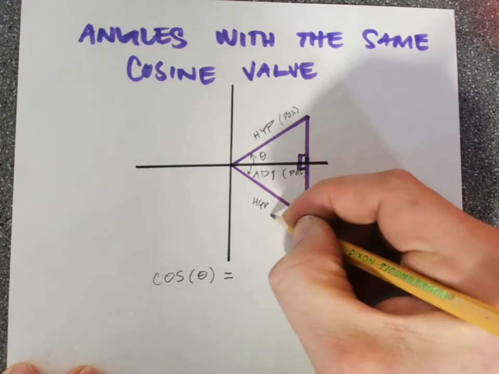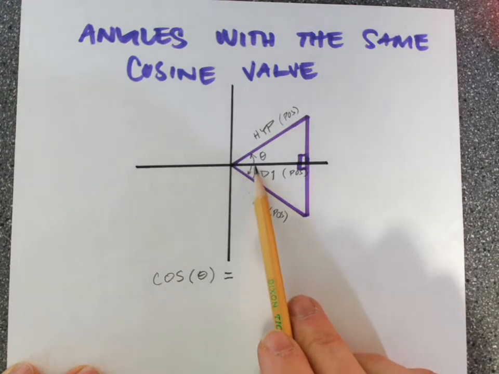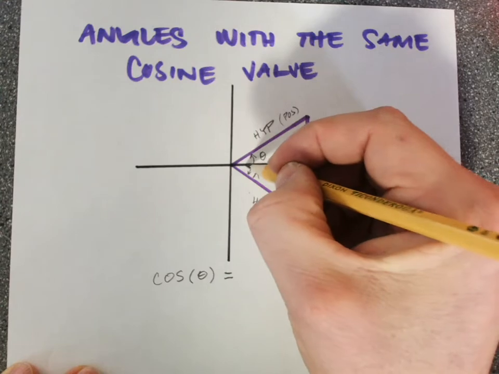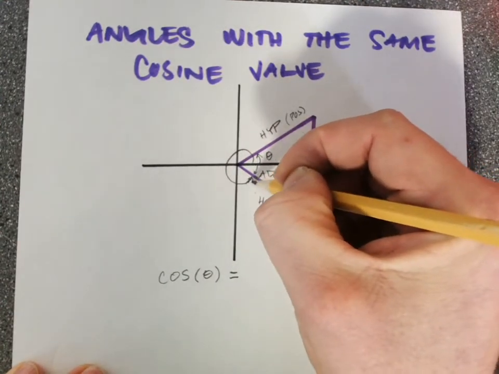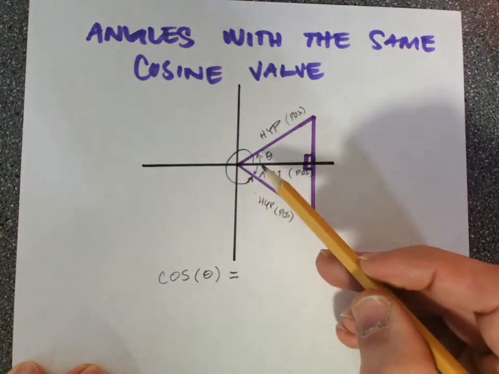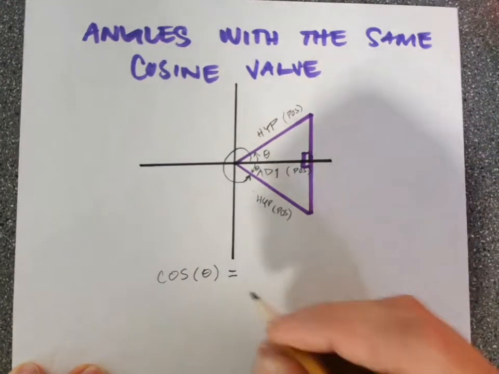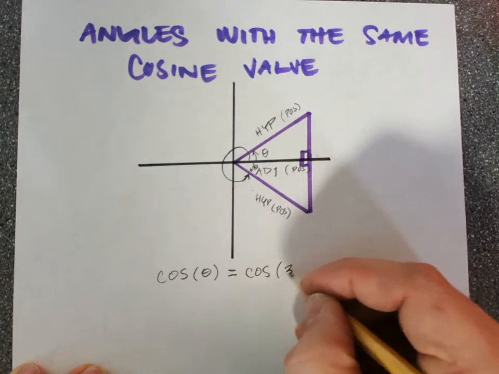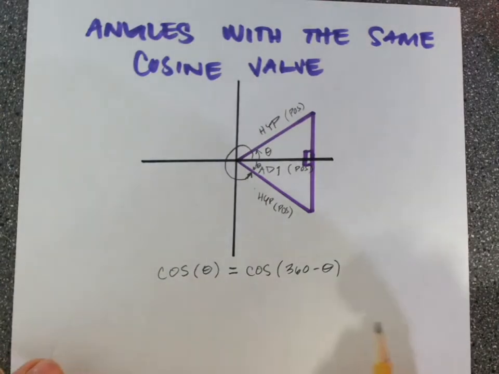Hypotenuse is always positive, and typically we don't refer to this as a negative theta, although that would be true. Oftentimes it's measured using the positive angle, which would be almost to 360, but less by this theta amount. So the rule is that cosine of theta is the same as cosine of 360 minus theta. So that's the official rule.